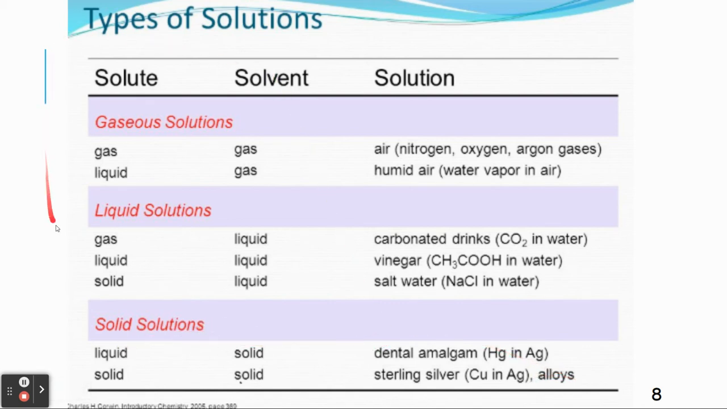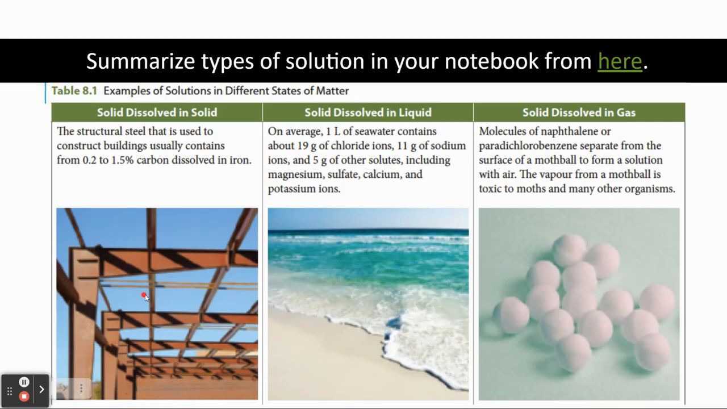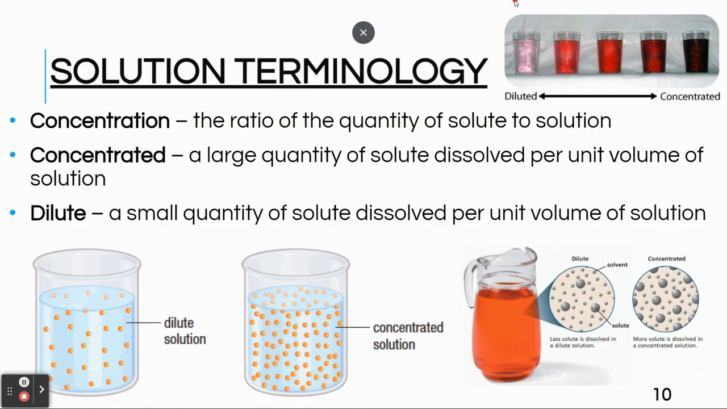So these are the main different types of solutions. This is a good table for you to know as well. You don't have to memorize every single thing, but know an example that you could perhaps cite for the different types for gas, liquid, and solid solutions. And as I mentioned before, summarize the different types of solutions in your notebook that you can find at the link that's provided there.